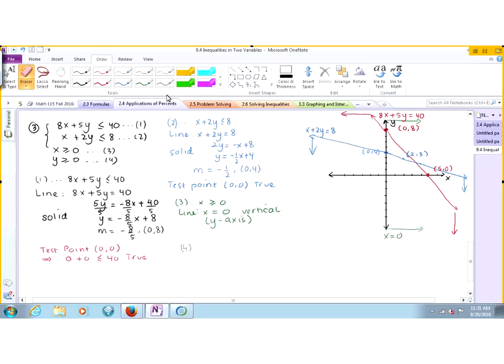So now the fourth one. y is greater than or equal to 0. Okay, so the line is y equals 0. Where is y equals 0? This is horizontal. So now this is y equals 0. Which side is greater than or equal to 0, the top or the bottom? All right. Good.